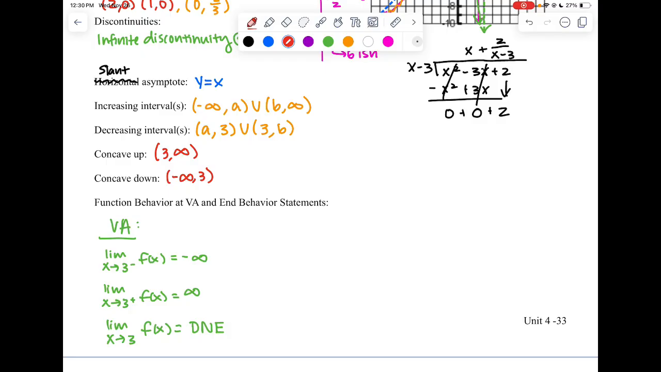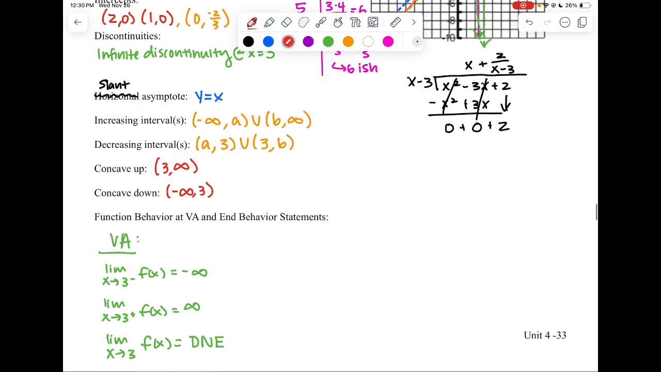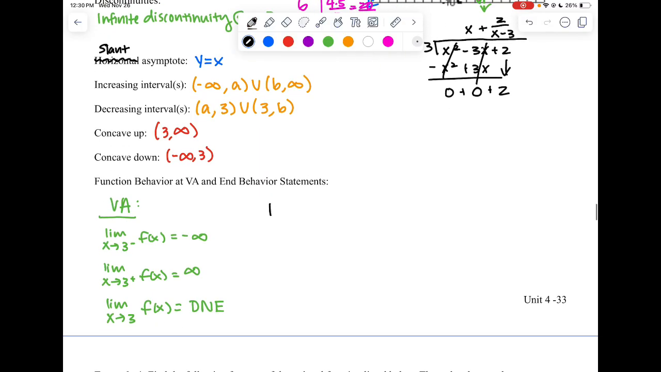For our end behavior statements, now I'm taking a look at what's happening as my function were to increase to the left or the right. So let's look at the right first. As my x values get really big, what's going to happen to my function? Well, it's going to continue to go up, like I have that arrow there. And so in this case, I'm going to say that the limit as x approaches infinity of f of x, since my function is pointing up, it would continue to go up and up and up. I'm going to say that it is equal to infinity.